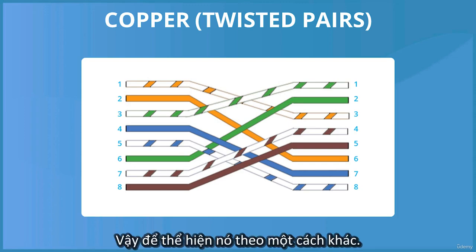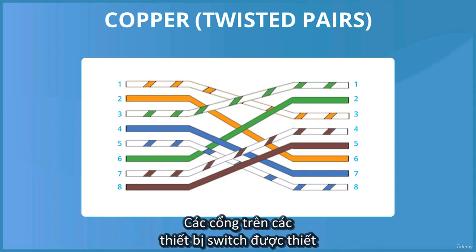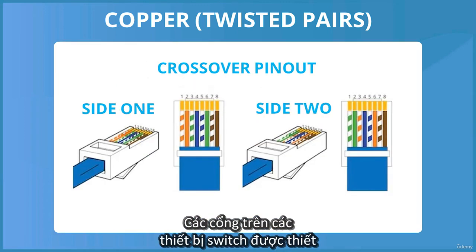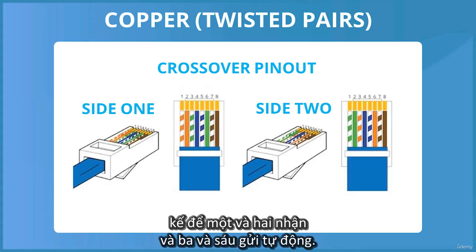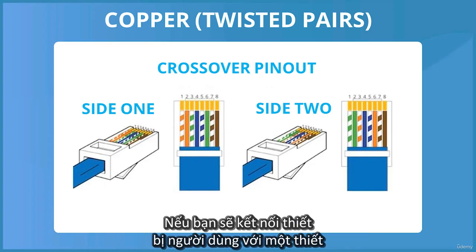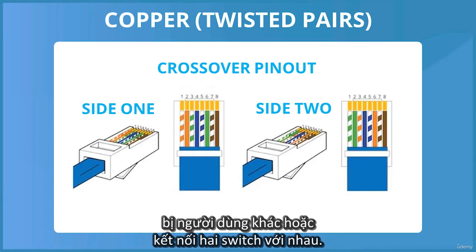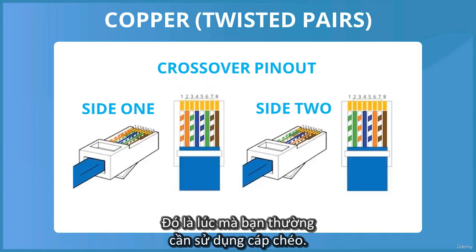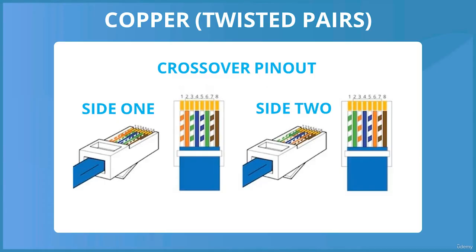So to show it in a different way, the ports on the switch devices are designed to be 1 and 2 receiving and 3 and 6 sending automatically. Therefore, you can directly connect a user device to the switch device. If you're going to connect the user device to another user device or connect two switches together, that's when you normally need to use a crossover cable.